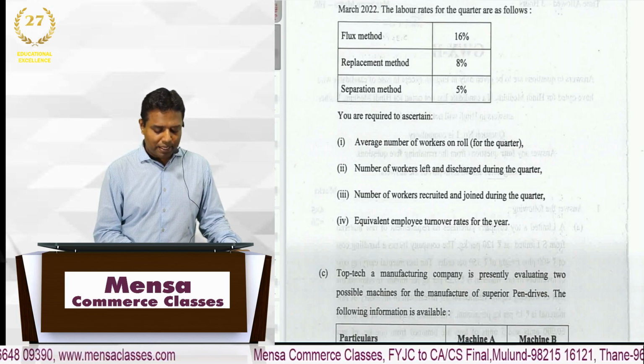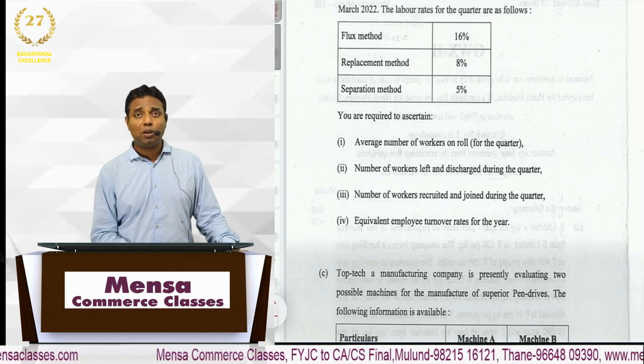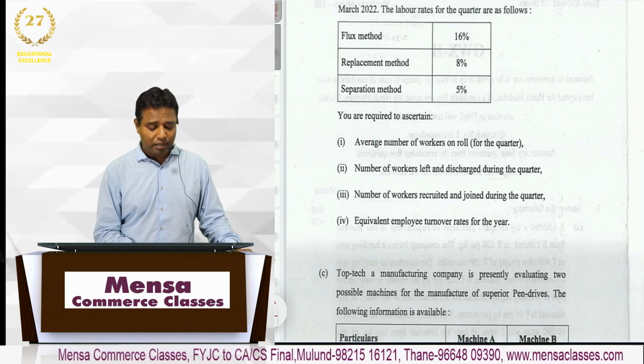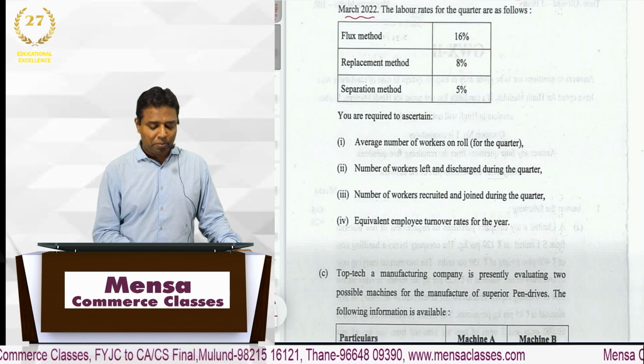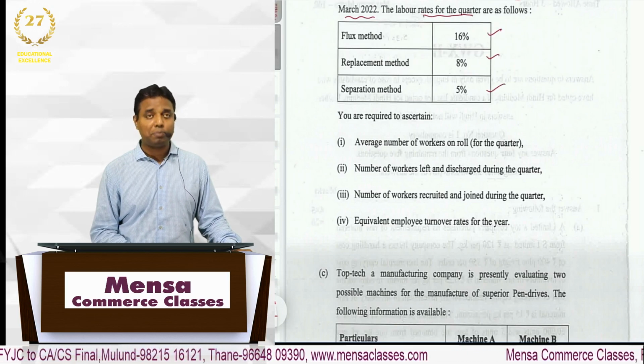PQR Limited has replaced 72 workers. This is the number of workers replaced, from the labor chapter, during the quarter ended 31st March 2022. So they are talking of one quarter. The labor rates for the quarter are given: flux method, replacement method, separation method.